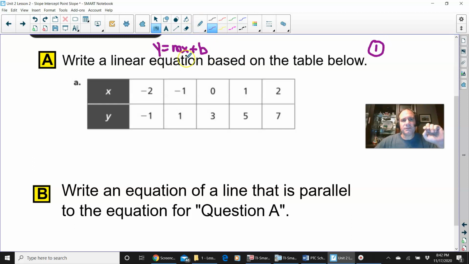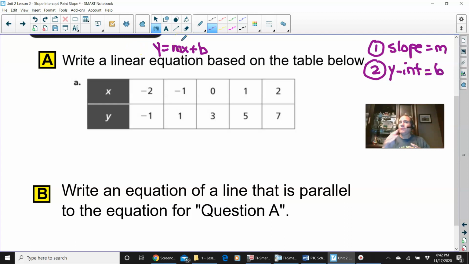Number 1. What's in this equation? If you're saying slope is in the equation, you're correct. Slope, the m. What's the other thing that's in this equation that you need? Yes, the y-intercept. And that's the b. So two things. If you get those two things, you could put the equation together. All right? How do we get the y-intercept?